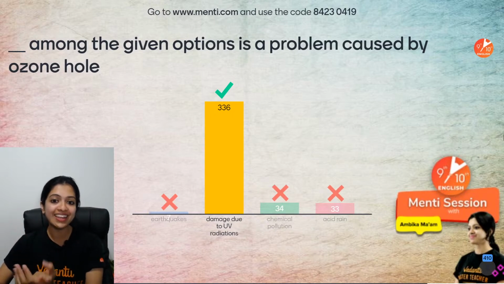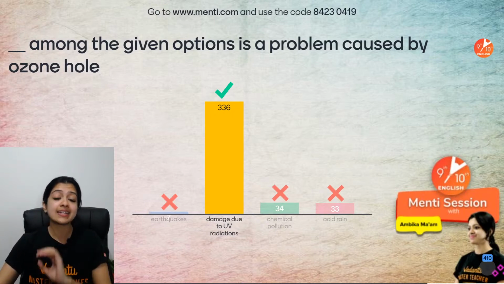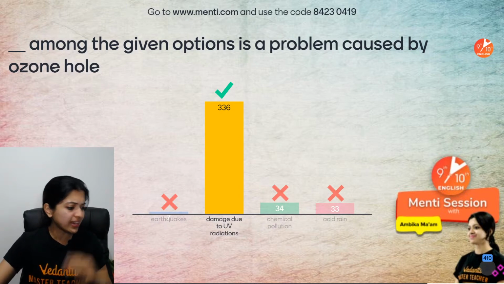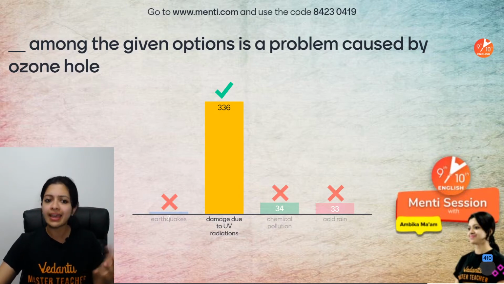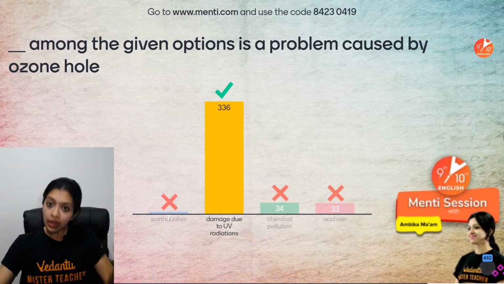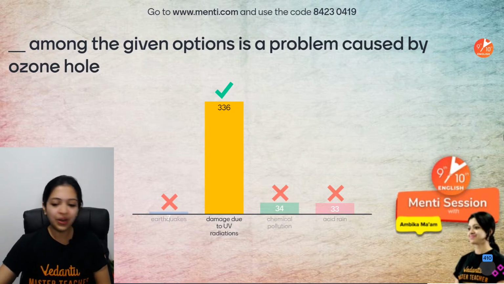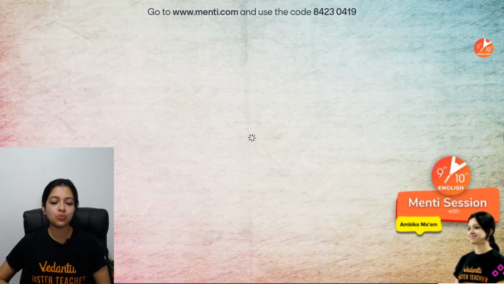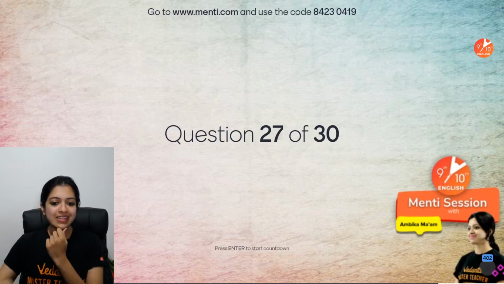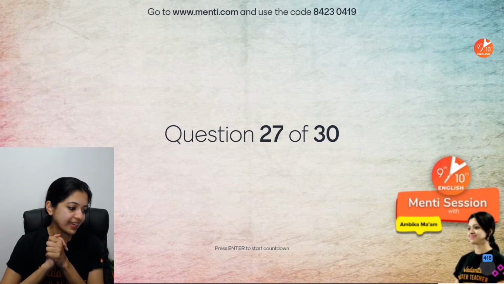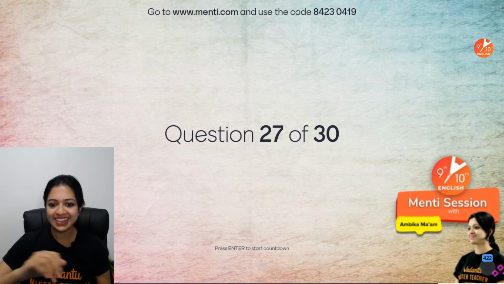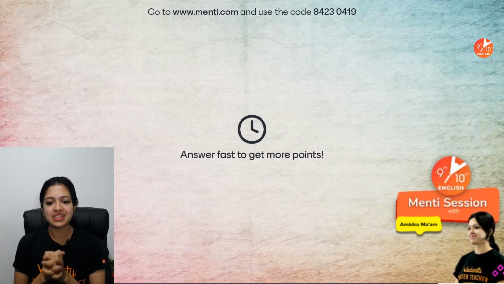Damage due to UV radiations, because the ozone layer is basically something that protects us, acts as the Earth's natural sunscreen. Any damage to the ozone layer, like the ozone hole, would lead us to damage due to UV radiations, right? Okay, and here we go to the next one. Question 27 of 30. Are you all ready? Okay, yes. So here it is.